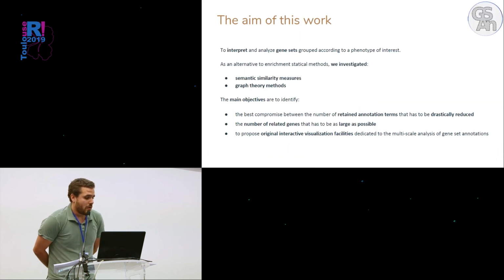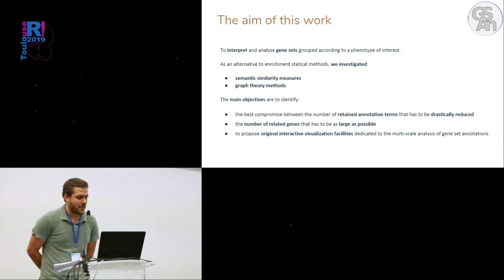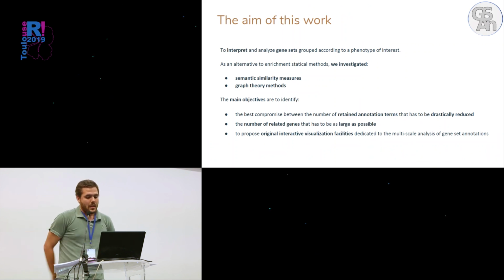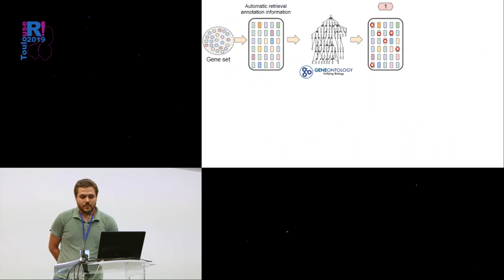I propose a new method that uses semantic similarity measures and graph theory with three main objectives. The first one is to reduce drastically the number of terms. The second is to maximize the gene coverage, and the third is to propose interactive visualization facilities in order to make interpretation easier. We use the Gene Ontology in order to retrieve the annotation for each gene, and then using the structure of the Gene Ontology, we reduce the inappropriate information, like redundancy and incompleteness.